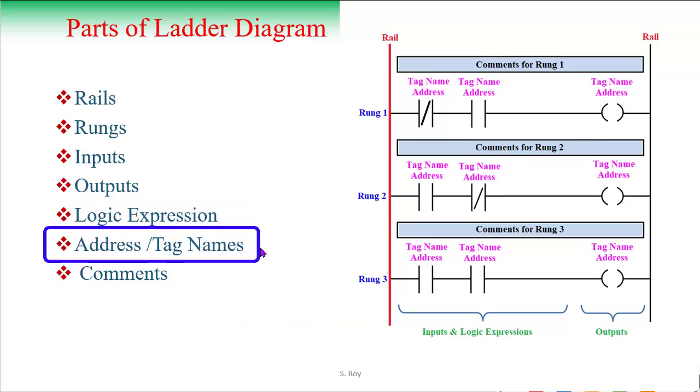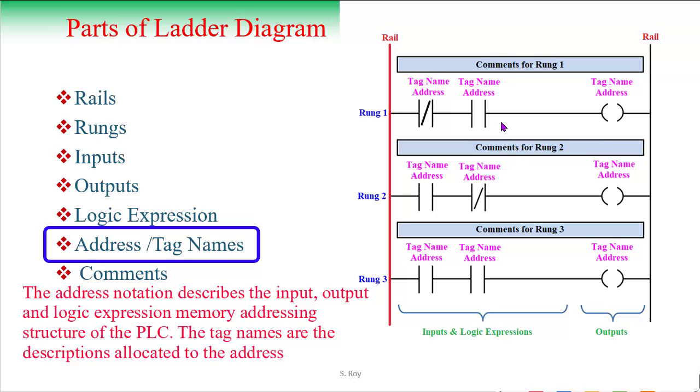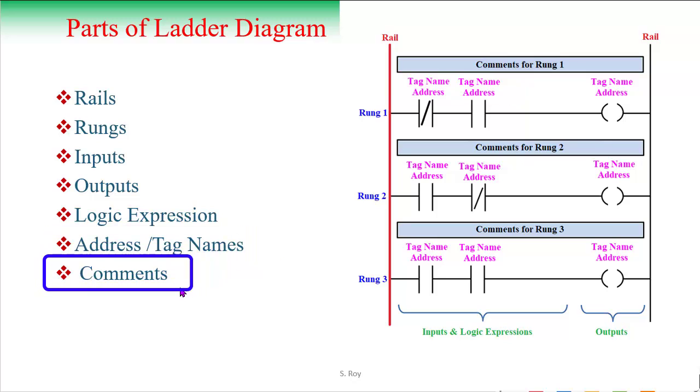Addressing system or tag. Every input and output must have an addressing system as well as a tag. The addressing notation describes the input, output and logic expression memory addressing structure of the PLC. The tag name is the description allocated to the address. So, this address or tag name ultimately defines a particular memory location where the status of inputs and outputs are defined.